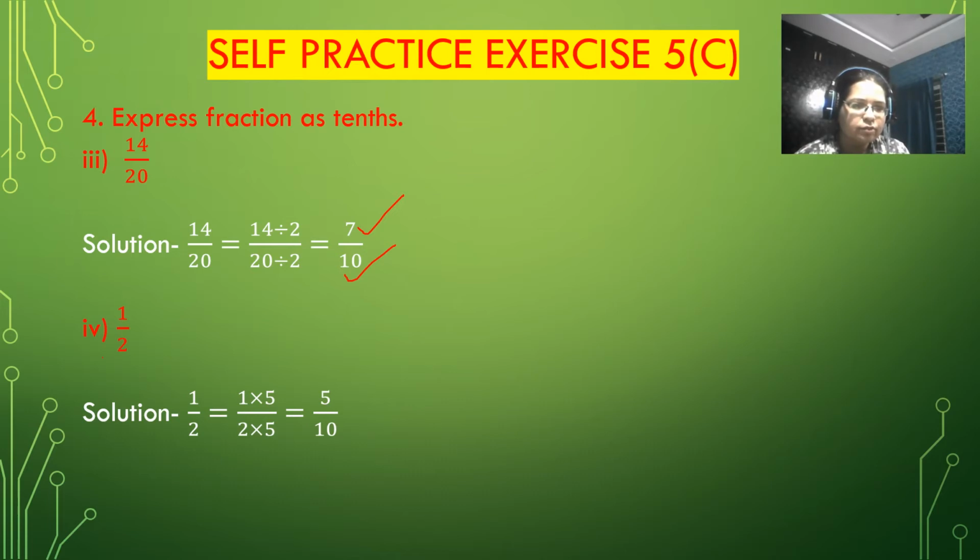Fourth bit 1 divided by 2. We have to express this fraction 1 divided by 2 as tenths. We know 2 multiplied with 5 is 10. So we have to multiply 5 with both numerator and denominator of 1 divided by 2. Now 1 multiplied with 5 is 5 and 2 multiplied with 5 is 10. So 5 divided by 10 is the equivalent fraction of 1 divided by 2. And 1 by 2 in tenths is 5 divided by 10, that is 5 tenths.